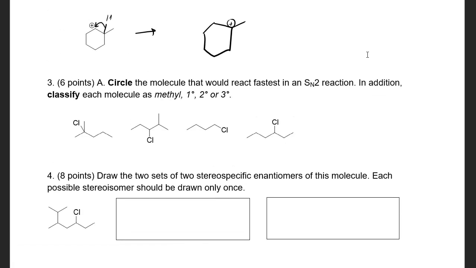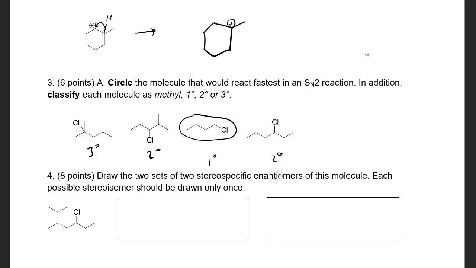For the next question, circle the molecule that reacts fastest in SN2 reaction. So based on sterics, that carbon's tertiary, that one's secondary, that one's secondary, that one's primary. We have plenty of room for that backside attack here. So this is the molecule that would react the fastest. And then classify each as methyl, primary, secondary, or tertiary. So like I said, this is tertiary, this is secondary, this is primary, and this is secondary.